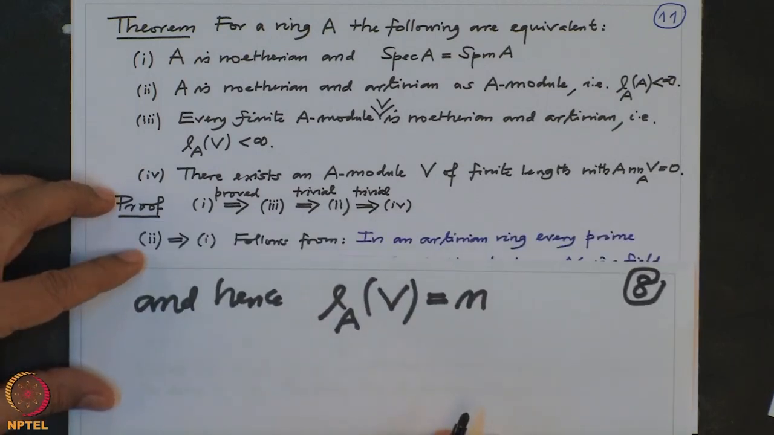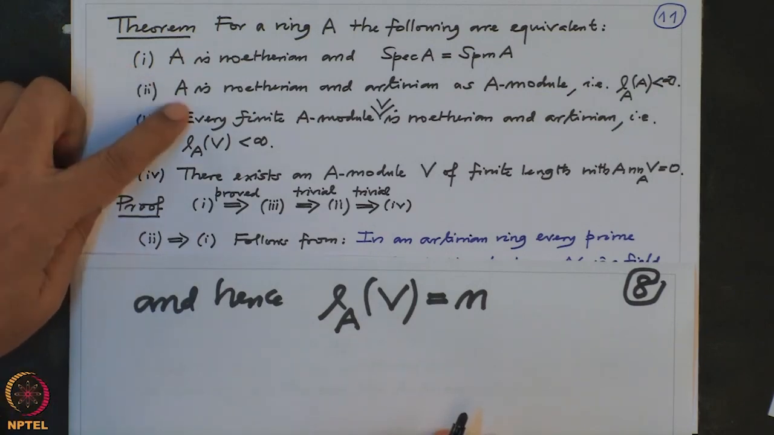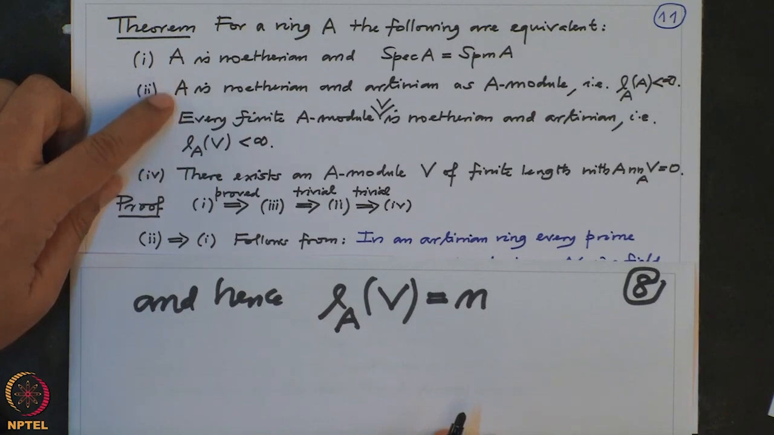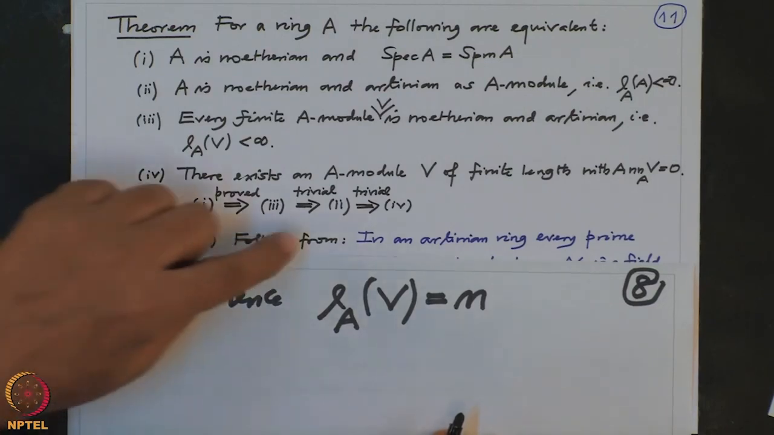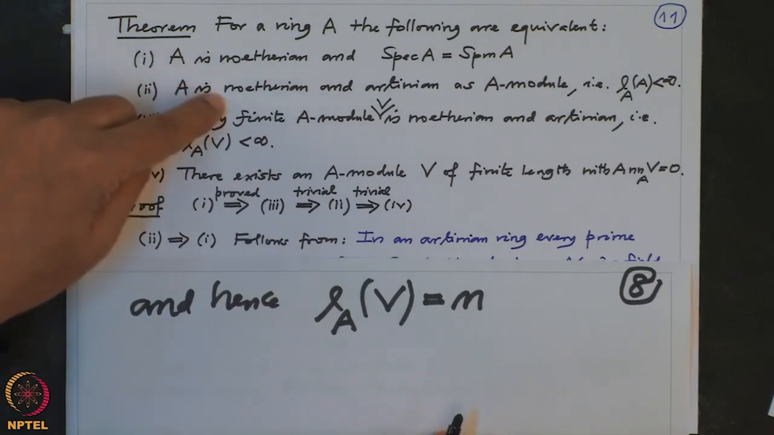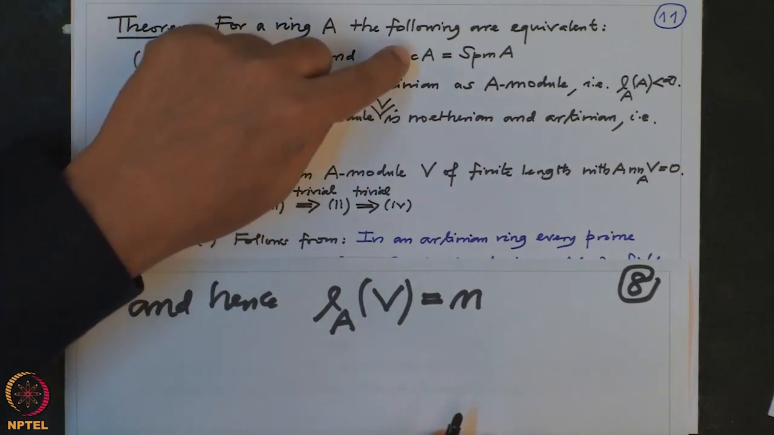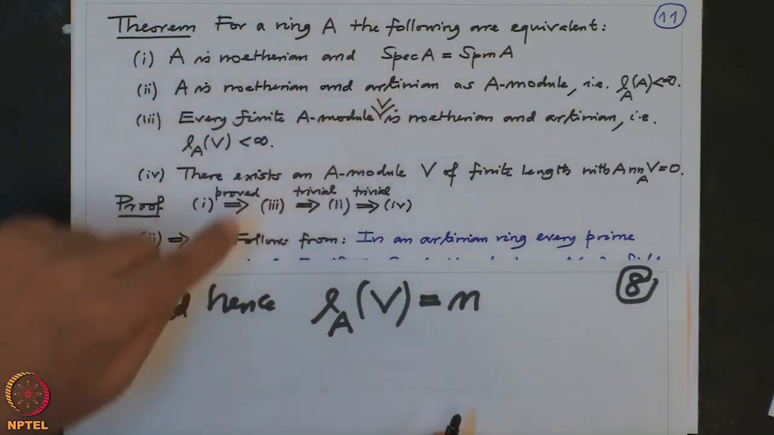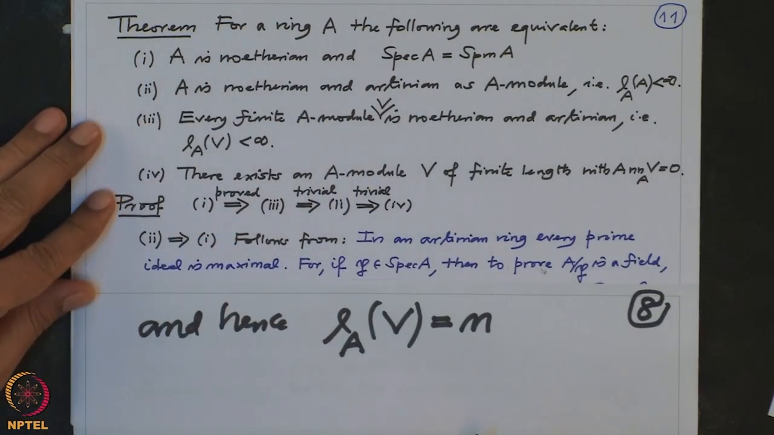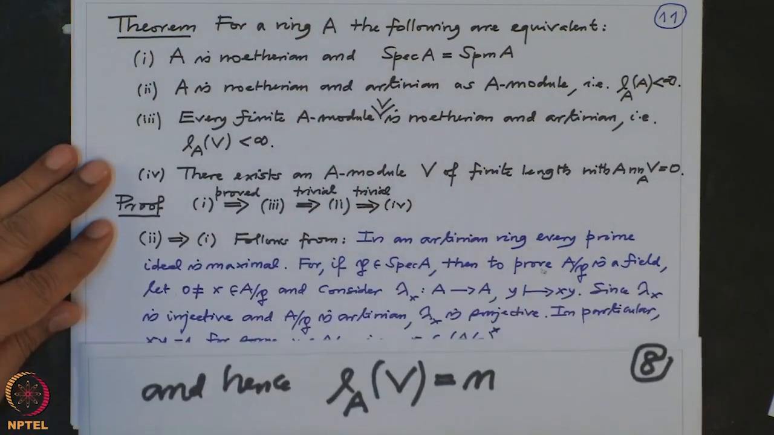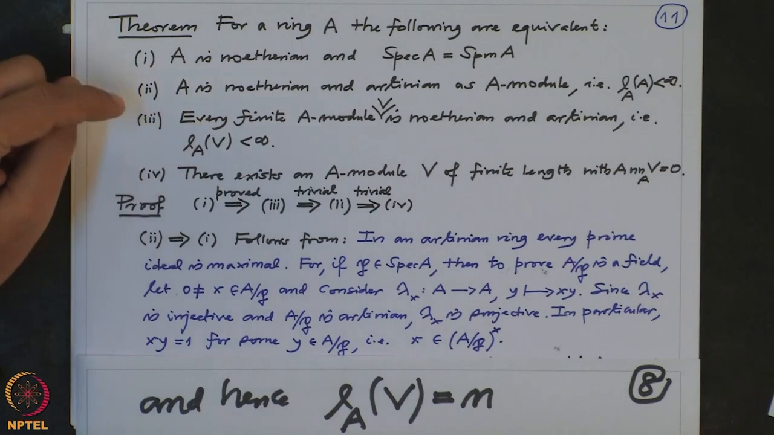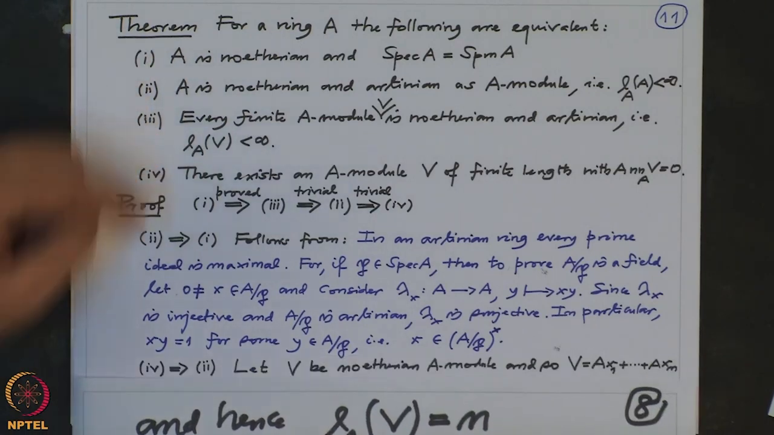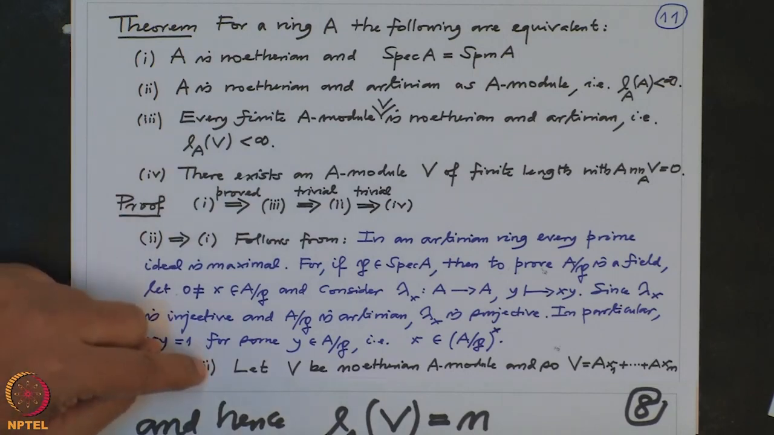Now we want to prove 2 implies 1. What does 2 implies 1 say? 2 says we are assuming that A is Noetherian and Artinian as A module. So that is, the length of A as A module is finite. And from here I want to prove that A is Noetherian and every prime ideal is maximal. Okay, so A is Noetherian is also given. So Noetherian is given, the only thing I have to prove is that every prime ideal is maximal. And we have been given the ring is Artinian. So we have to prove that in an Artinian ring, every prime ideal is maximal. That is what we have just now proved. So the proof is written here. Alright, so that proves 2 implies 1. And now to complete the equivalence, I only have to prove 4 implies 2. Because if I prove 4 implies 2, already we have 2 implies 4.